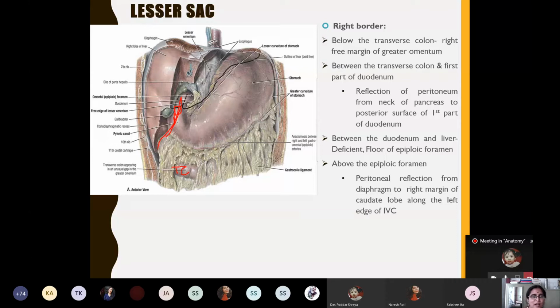Then between the duodenum and the liver, here there is no right border, here it is deficient. What is lying here? Which foramen? Epiploic foramen. So the epiploic foramen, and here lies the floor of the epiploic foramen.